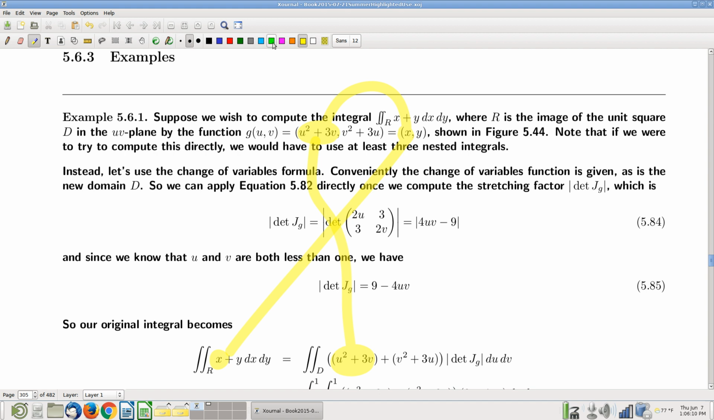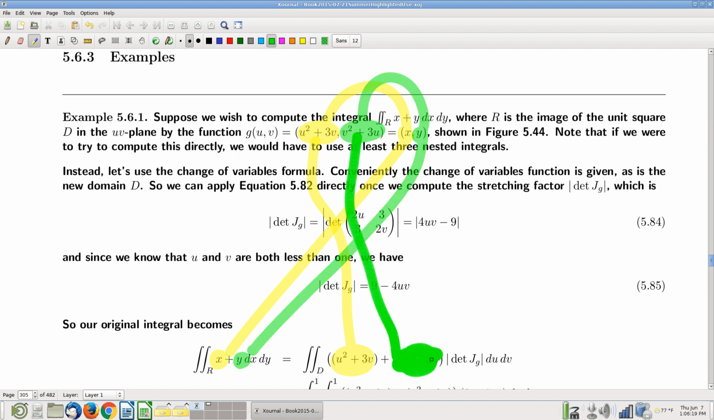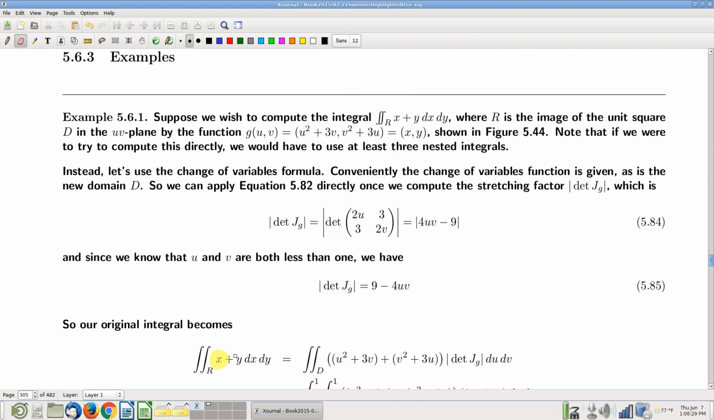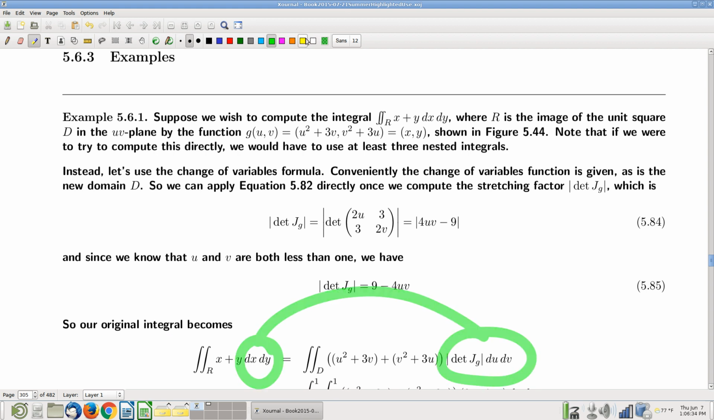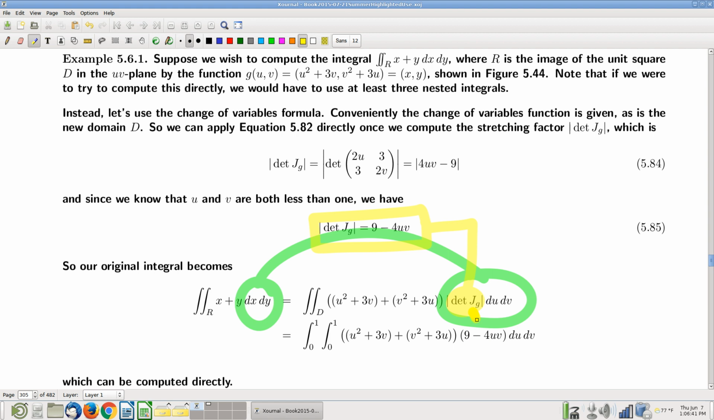Along those same lines, what is y? Well, y is v squared plus 3u, because g says it is. Right? So that's just plugging in. I didn't really do anything yet. The moment of interest comes from rewriting the differential, dx dy. The big point is I have to insert my stretching factor being 9 minus 4uv, as previously discussed.